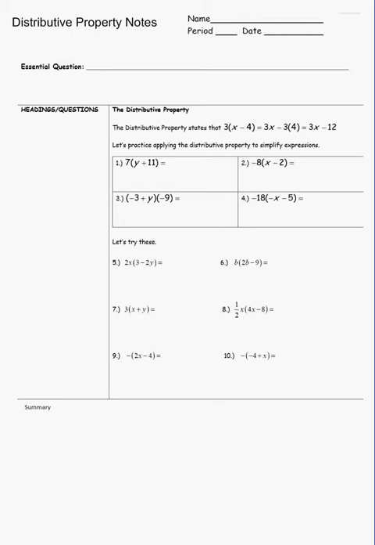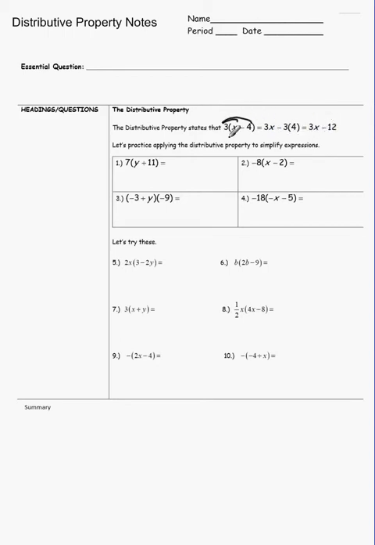So we are going to look at the distributive property. The distributive property states that for any number x outside the parentheses, you can multiply by the inside of your parentheses. So for example, 3 times x minus 4 is equal to 3 times x minus 3 times 4.